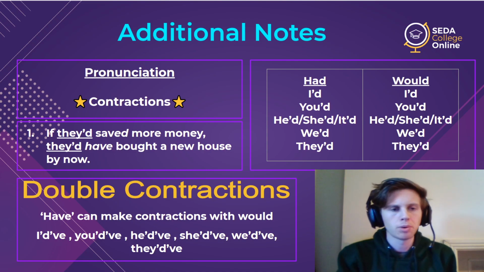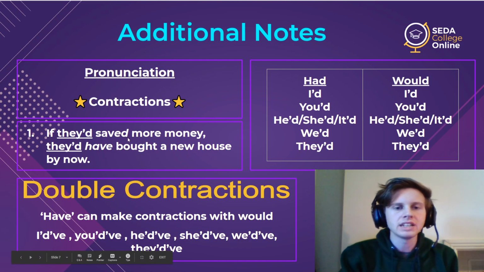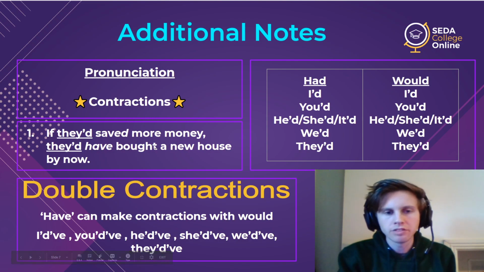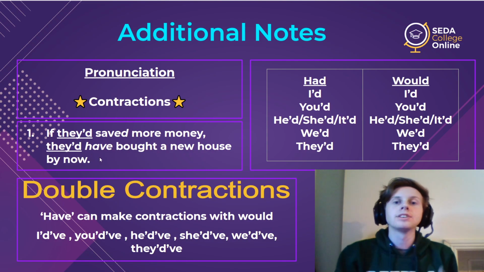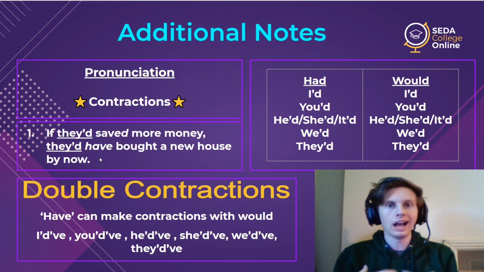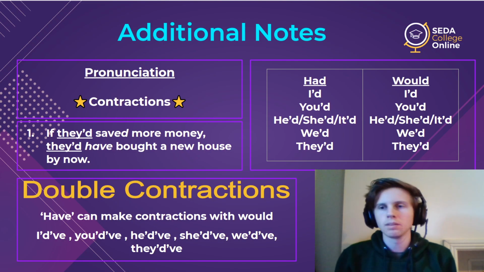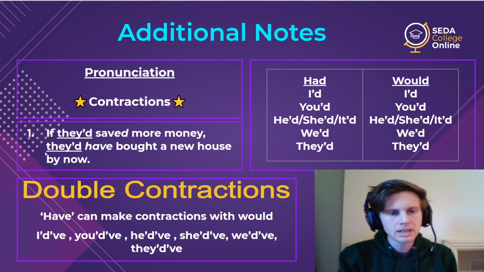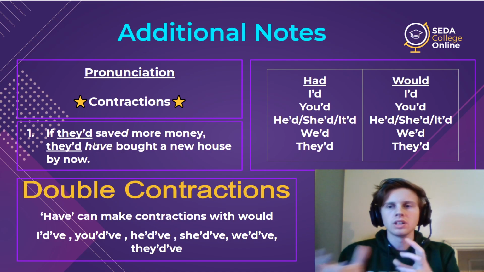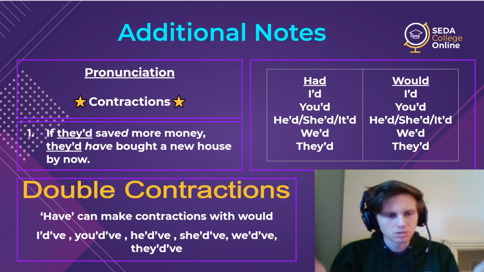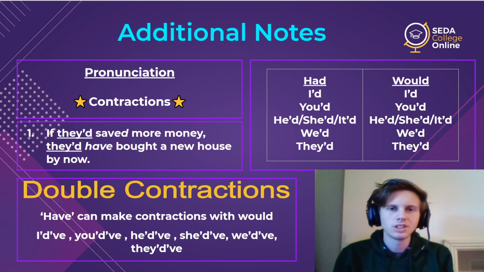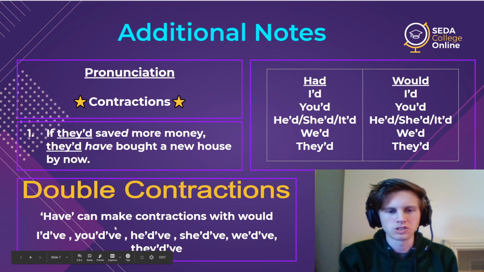So, for example, in number 1, if they'd saved more money, they'd have bought a new home by now. So that is really the natural way that I would say this sentence. Oh, well, if they'd saved more money, they'd have bought a new house by now. And we're making these connections between the grammar words, these auxiliary verbs. We don't like to say auxiliary verbs. We use as many contractions as we can. So let's have fun. Let's try to say it. Let's try to say the double contractions.